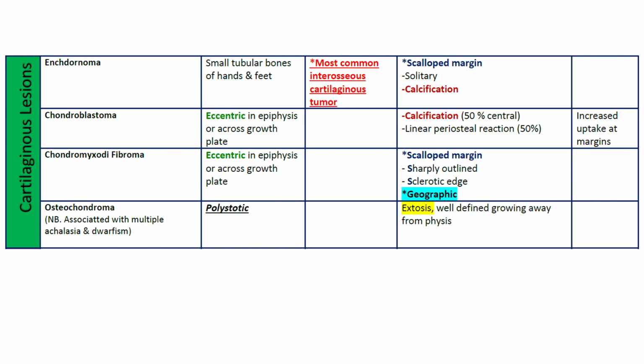Now let's discuss what's meant by exostosis. Exostosis means that this tumor is non-cancerous. Multiple bony swellings, yet they are non-cancerous.